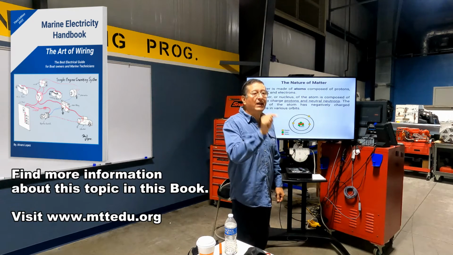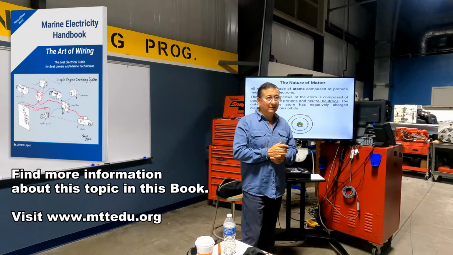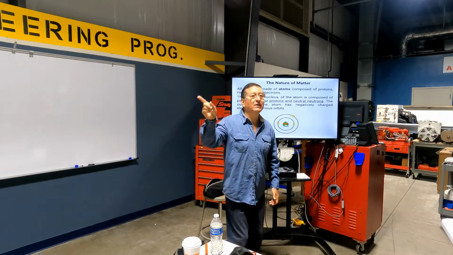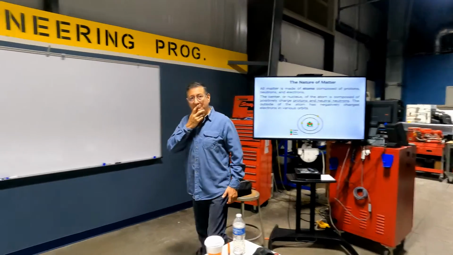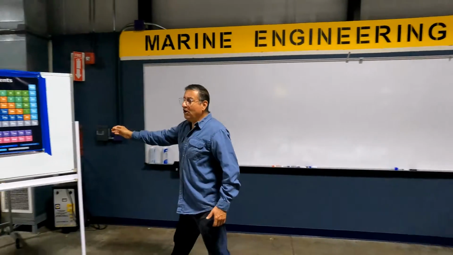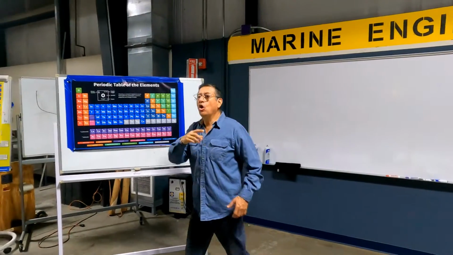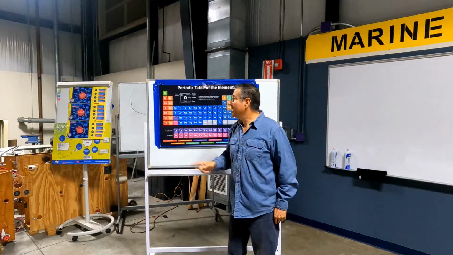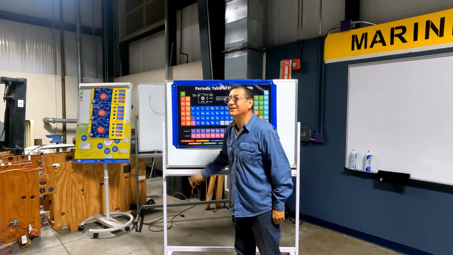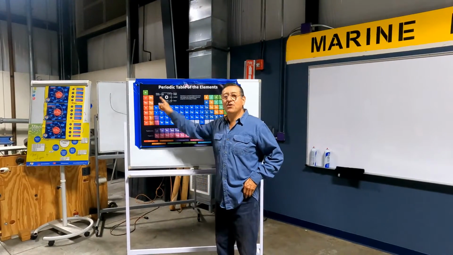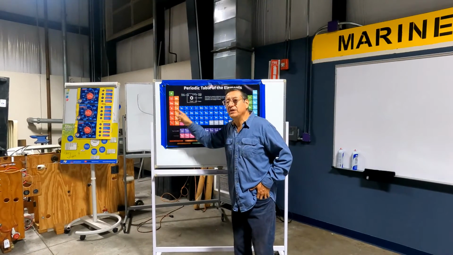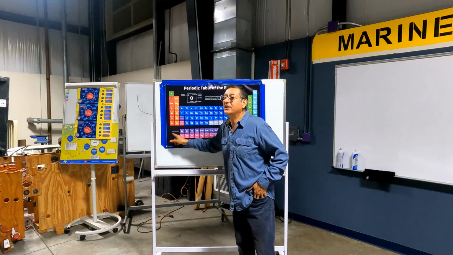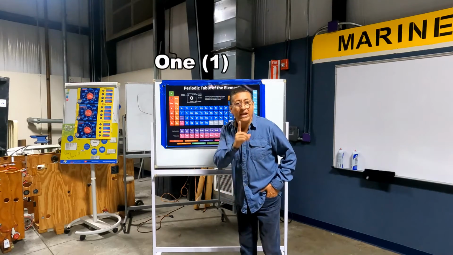The amount of electrons in the last orbit determines where the element will be located in the periodic table. Look at this. All the elements with 1 electron in the last orbit are located in group number 1: hydrogen, lithium, sodium, potassium, rubidium, cesium, francium. In group number 1, they have how many electrons in the last orbit? 1.